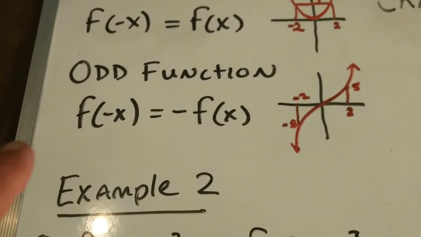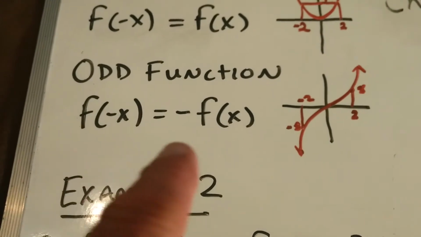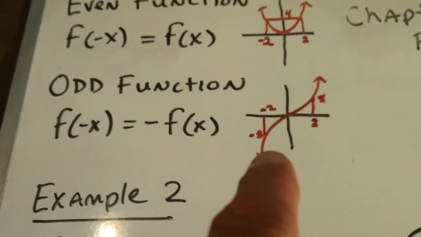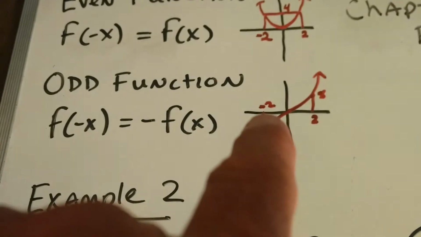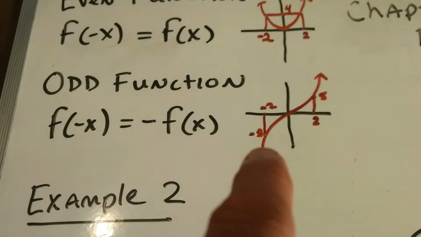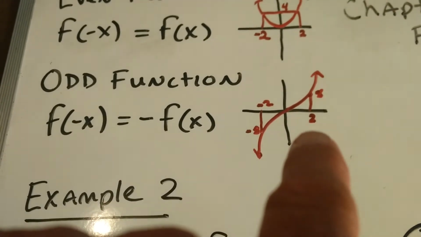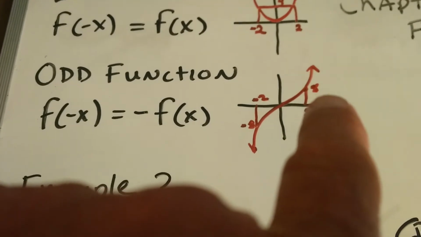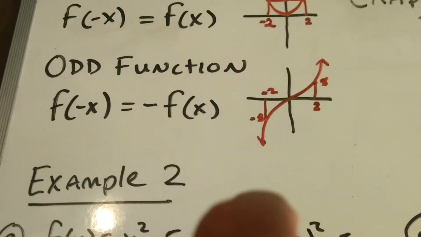Odd functions are where when we stick a negative x in, we get a negative y. The cube function is odd. If we stick a negative 2 into the cube of x, we get a negative 8. Put a positive 2 in there, we get a positive 8. An odd function, graphically, is flipping it over and down.